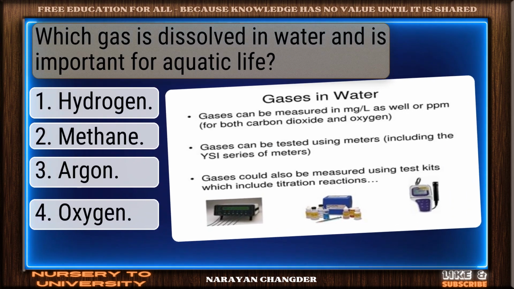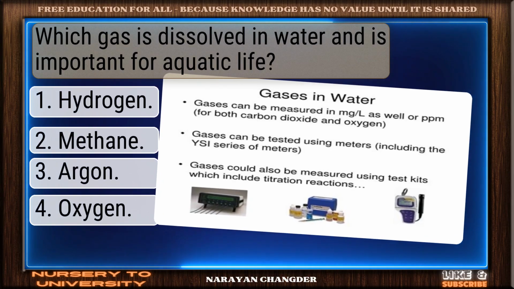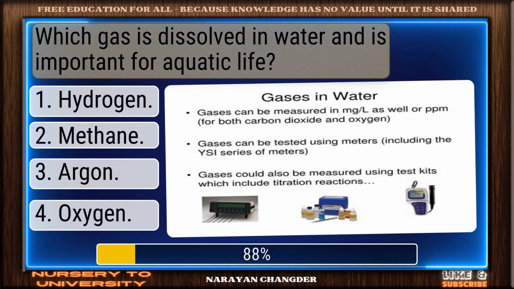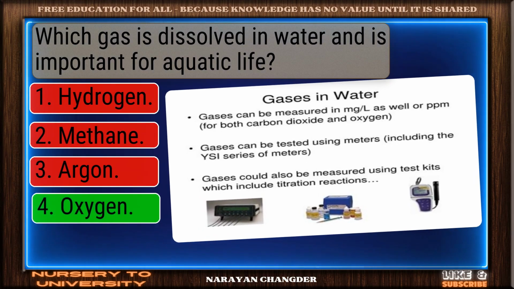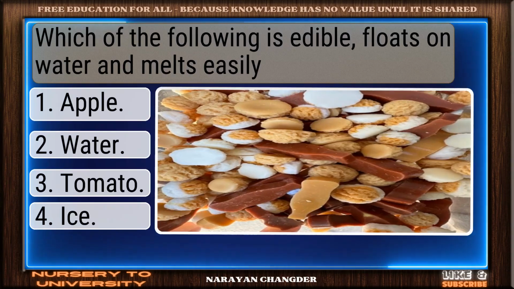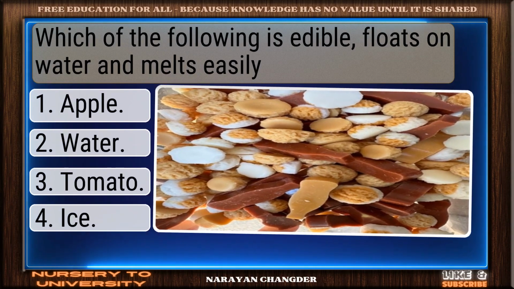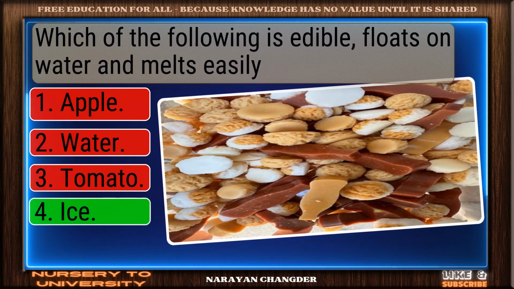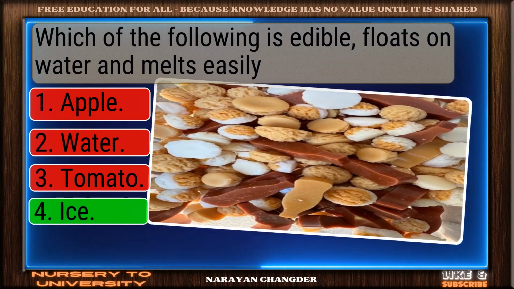Which gas is dissolved in water and is important for aquatic life? Good thinking. Oxygen is the right answer. Which of the following is edible, floats on water, and melts easily? Nice work. You chose ice, and it is correct.